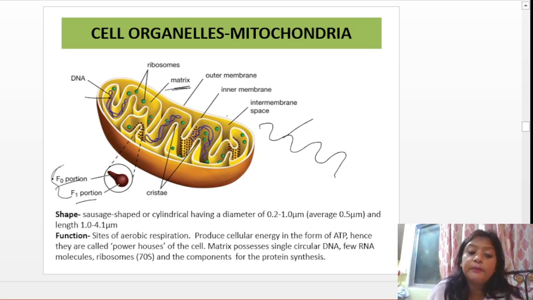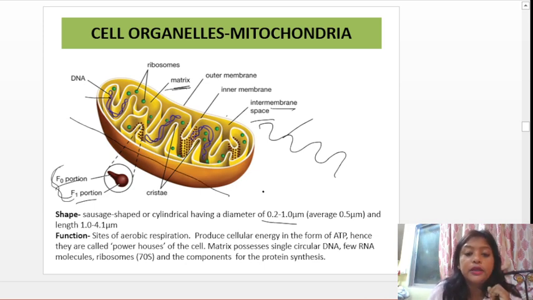These two portions are helping in the final steps of ATP synthesis. Remember that, okay? So this is the intermembrane space, the space between the outer and inner membrane. Now, what is the shape? It looks like a cylindrical shape, and the diameter is 0.2 to 1.0 micrometer. And the length is around 1 to 4.1 micrometer.